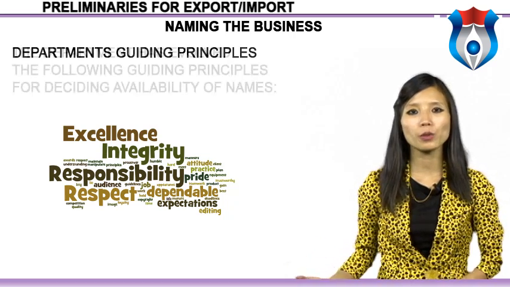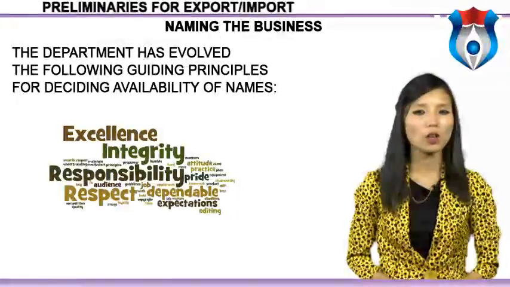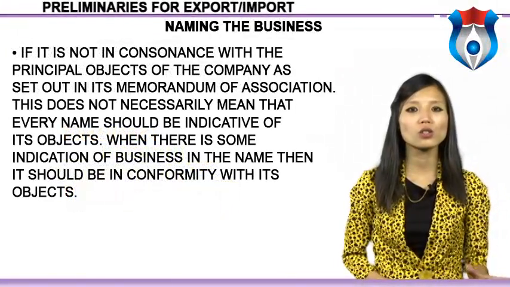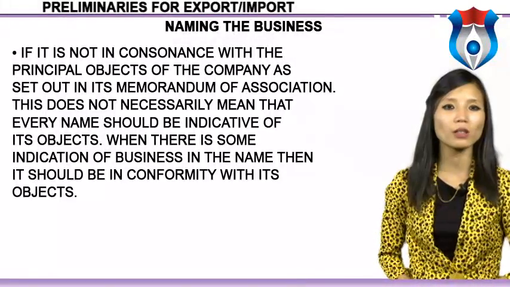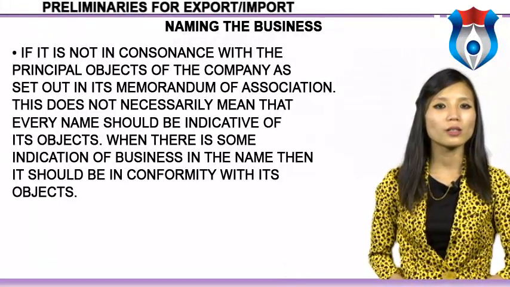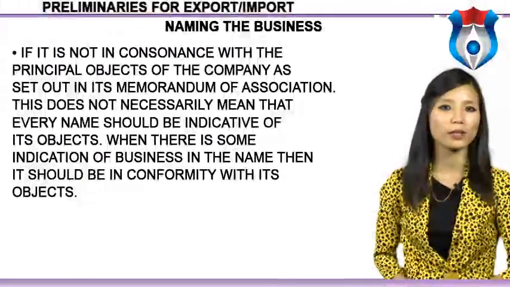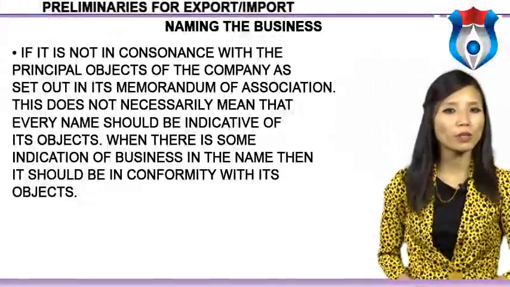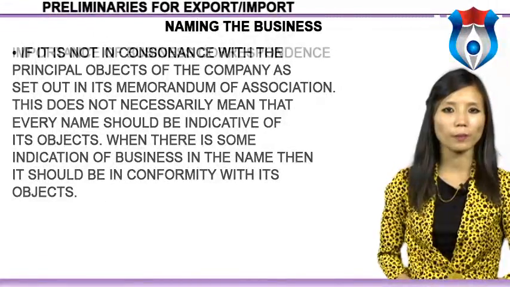Department's guiding principles. The department has evolved the following guiding principles for deciding availability of names. It is not in consonance with the principal objects of the company as set out in its memorandum of association. This does not necessarily mean that every name should be indicative of its objects. When there is some indication of business in the name, then it should be in conformity with its objects.